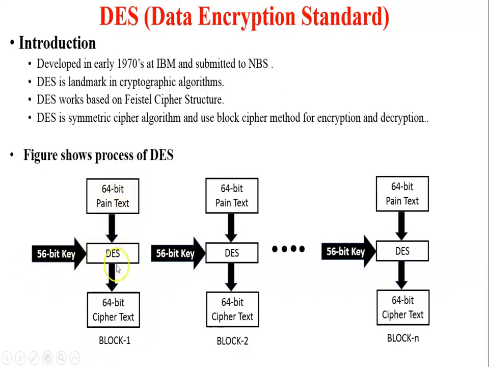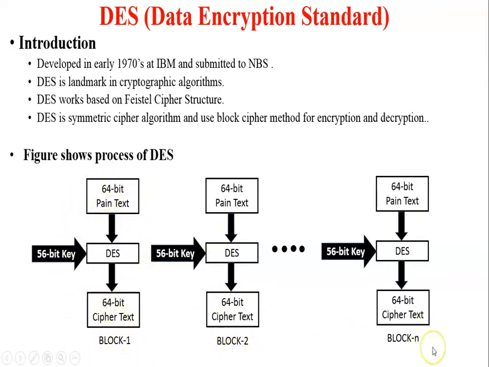Now the figure shows the process of DES. Here a 64 bit plain text is input to DES and a 56 bit key is also an input of DES. So there are two different inputs, one is the key and one is the plain text, and it generates a 64 bit ciphertext. As per the rules of a block cipher, the size of the ciphertext and plain text will be the same. You can see this is 64 bit plain text and 64 bit ciphertext, but here the key size is different.